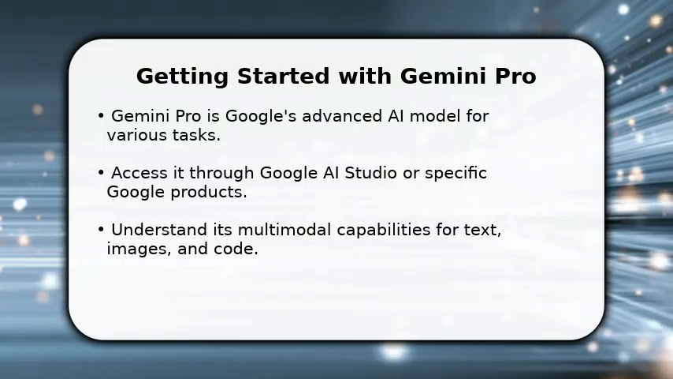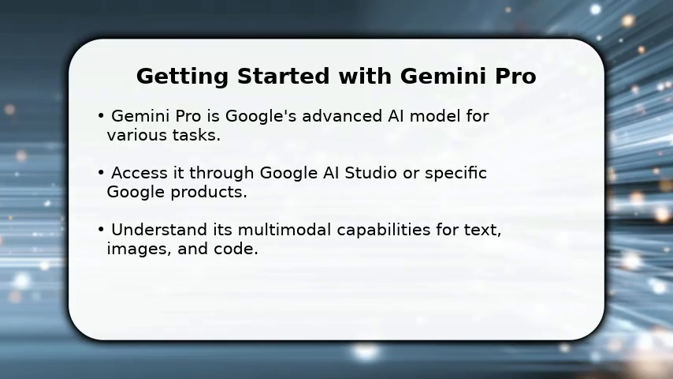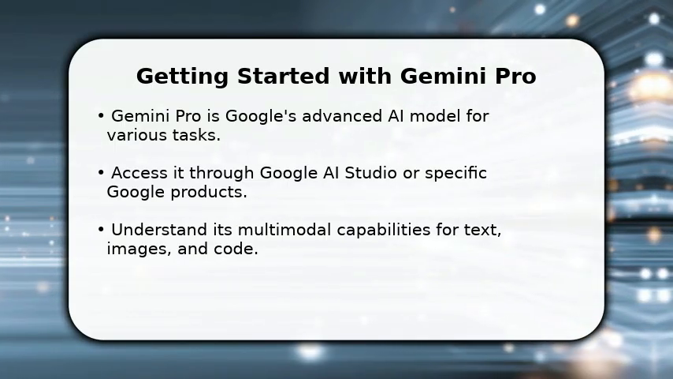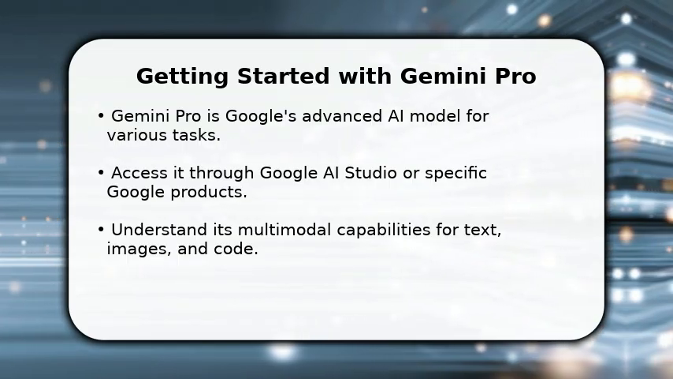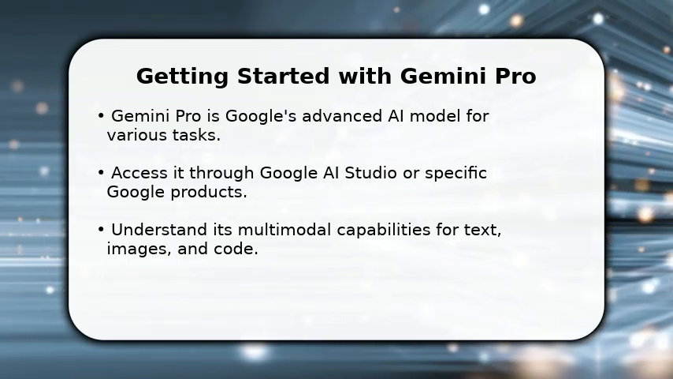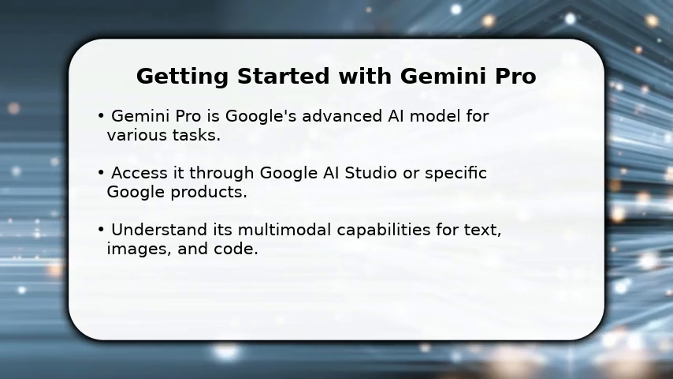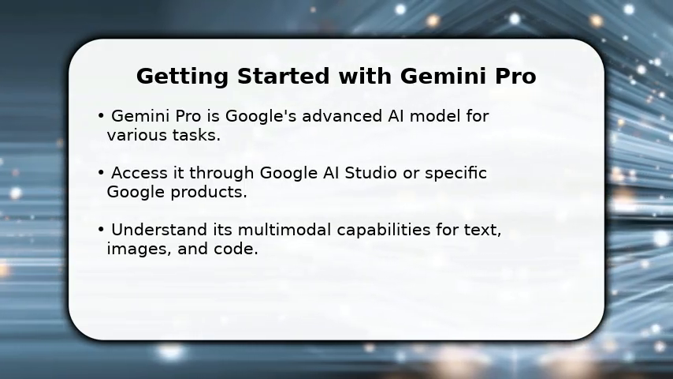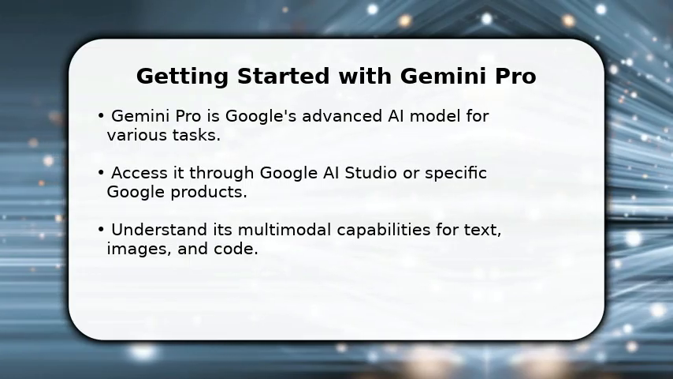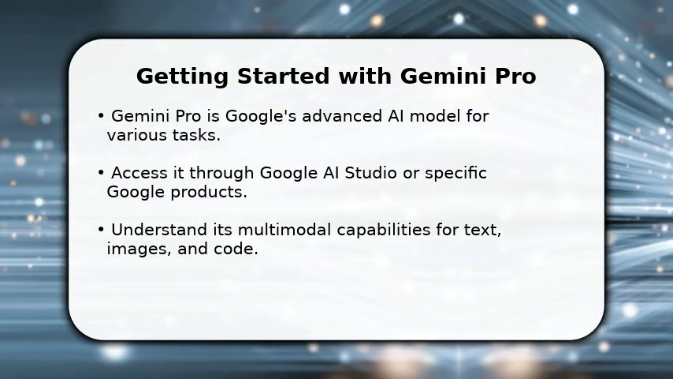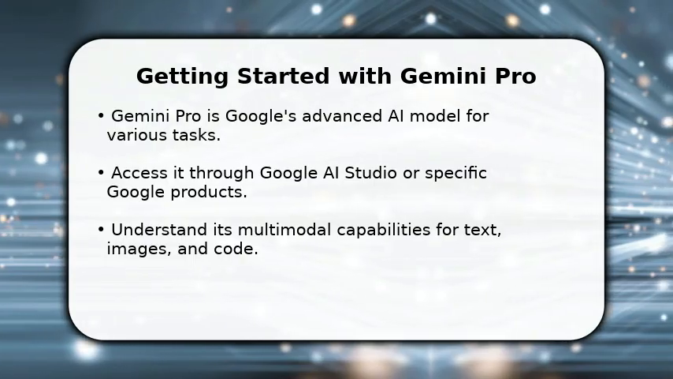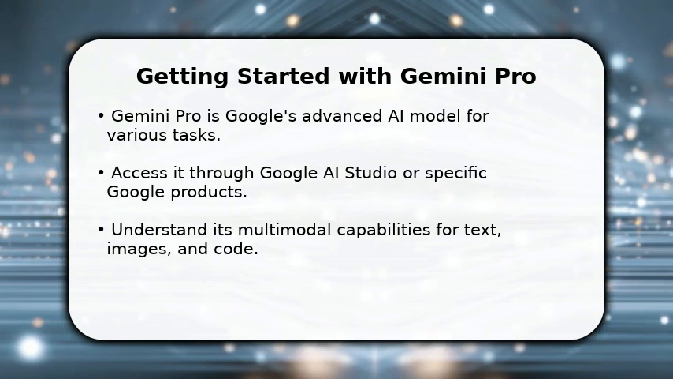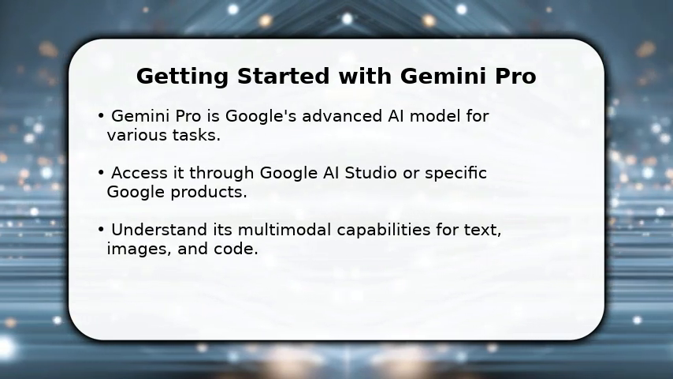In this video, I will explain how to use Gemini Google AI Pro. First, you'll want to access Gemini Pro, which is available through Google AI Studio or integrated into various Google products. This powerful AI model is designed to handle a wide range of tasks, from generating creative text formats to answering complex questions. It's built to be highly versatile, offering advanced capabilities for both personal and professional use. Let's dive into how you can start leveraging its potential today.